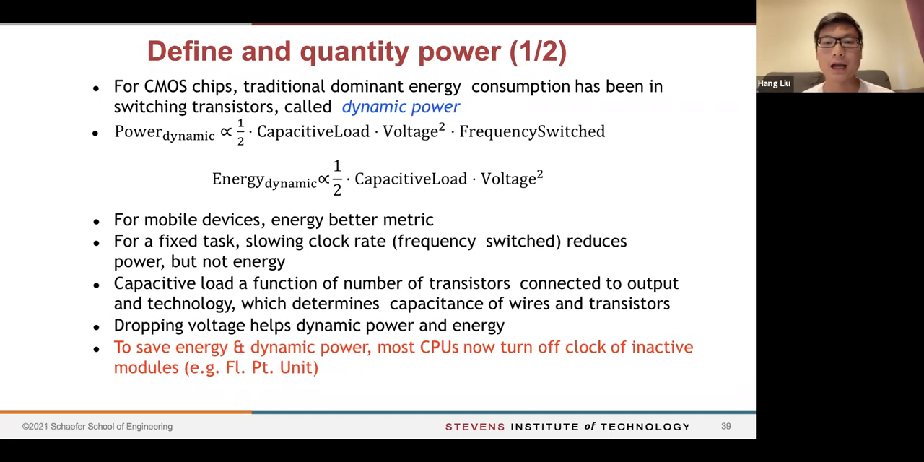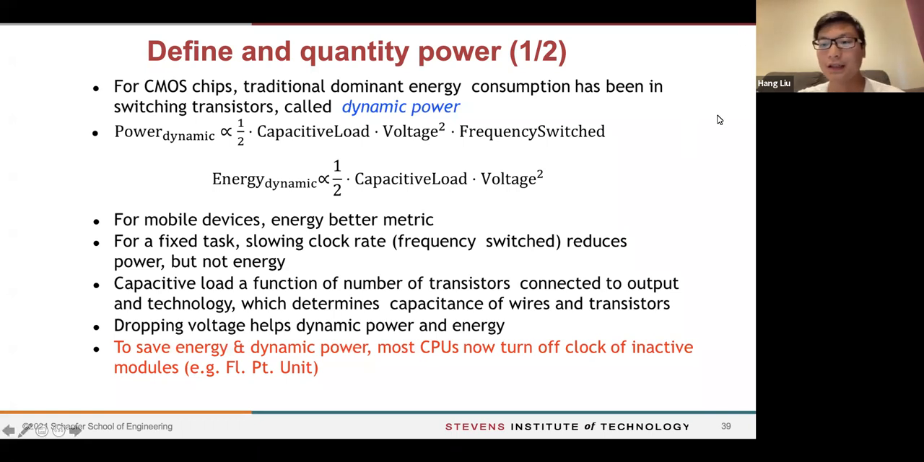Define and quantify power. There are two types of power. First is dynamic power, second is static power. First, let's see what dynamic power is. For CMOS chips, the traditional dominant energy consumption has been switching transistors, that is dynamic power. For dynamic power, the power consumption equals 1/2 multiplied by capacitive load, multiplied by voltage squared, multiplied by frequency switched.